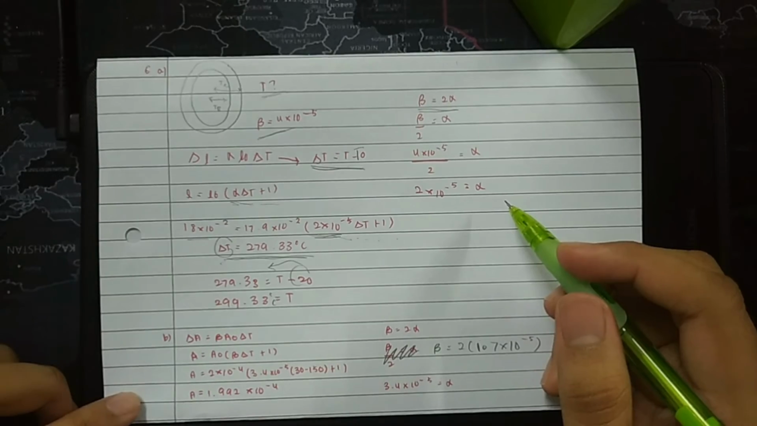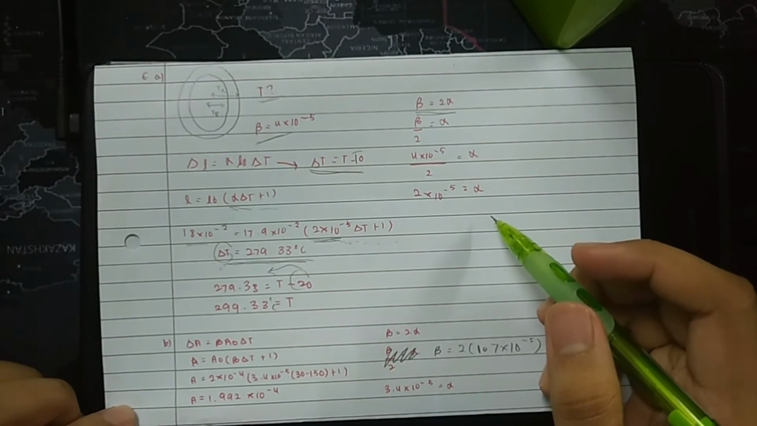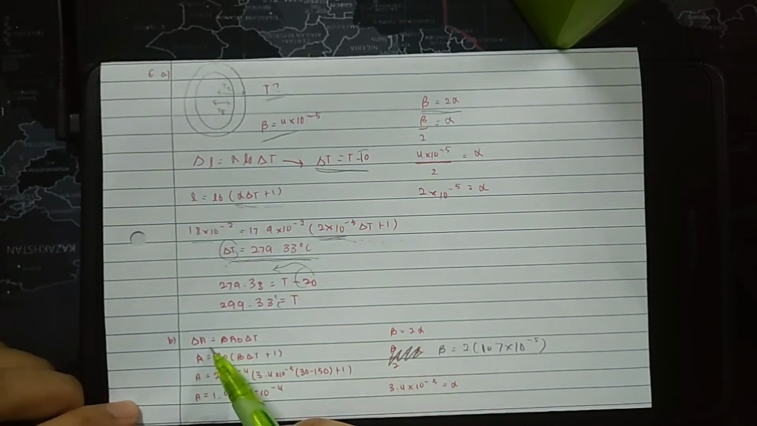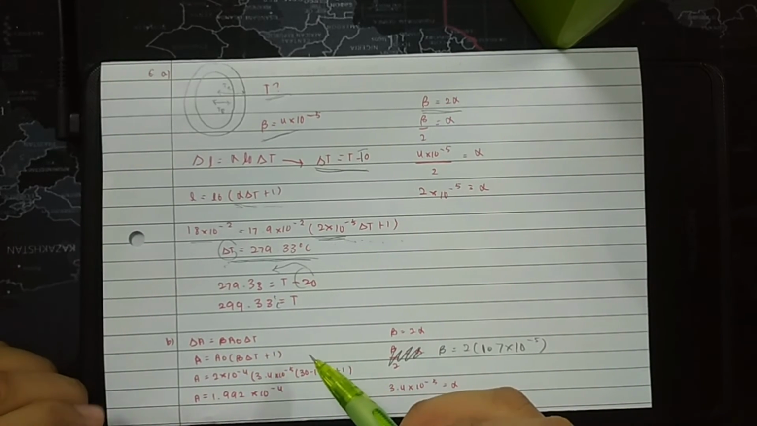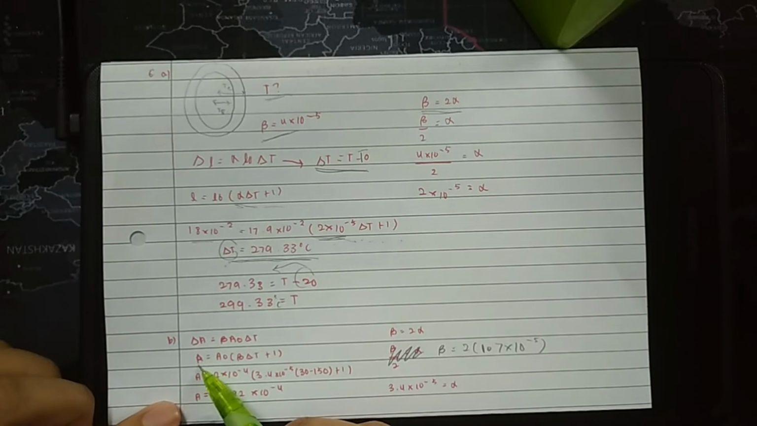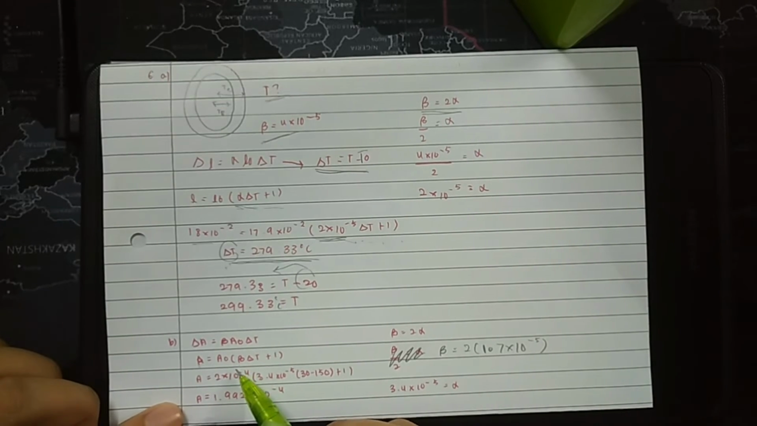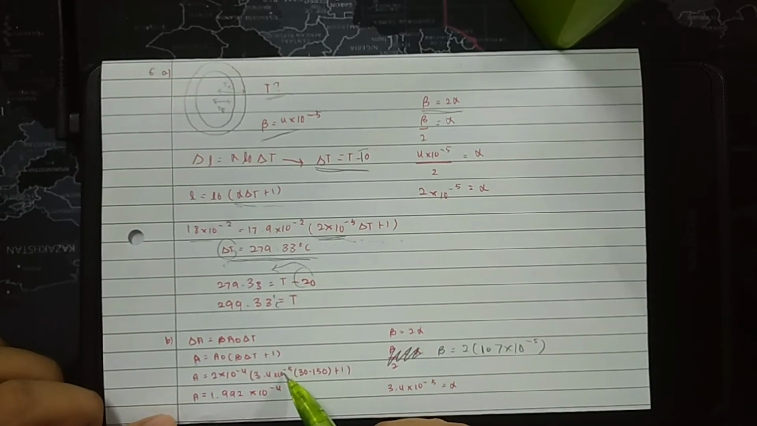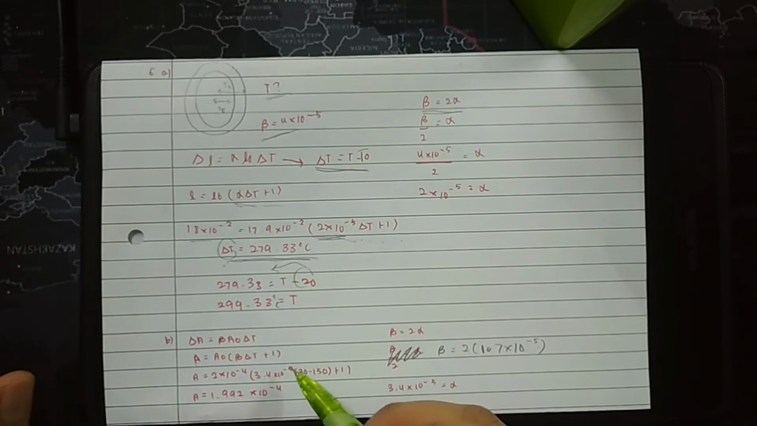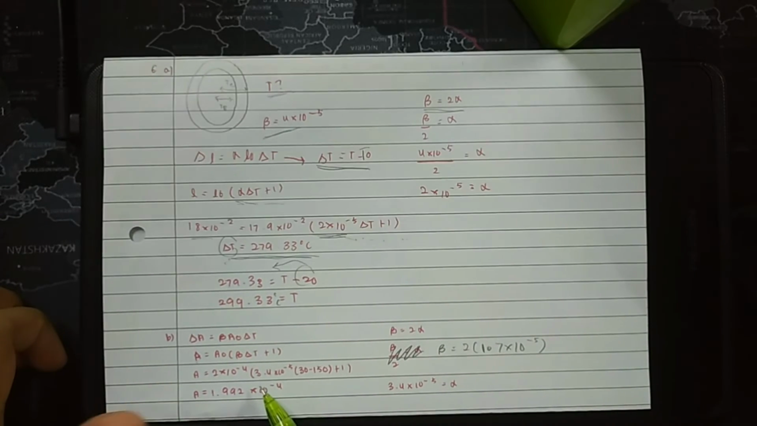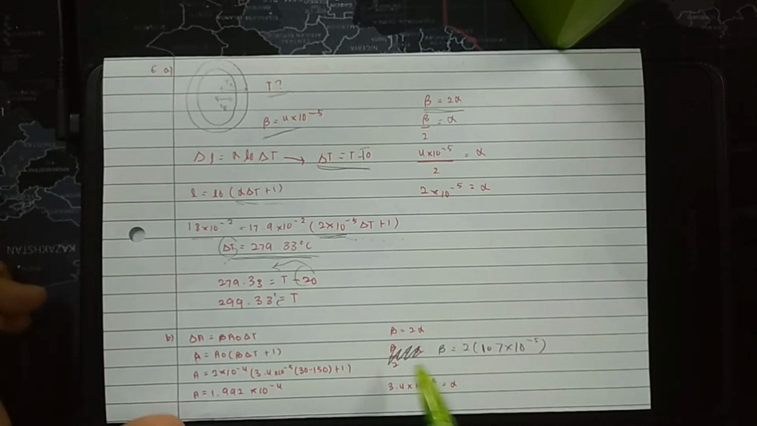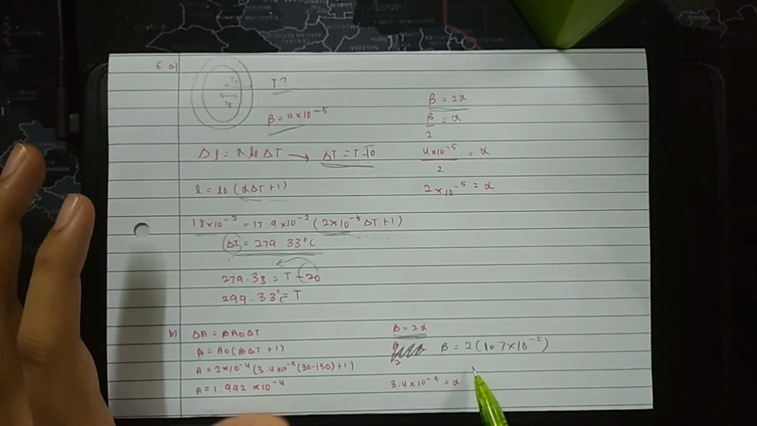Okey, untuk soalan 6B dia lebih kurang macam 6A. Kita guna formula delta A sama dengan beta A0 delta T. Lepas tu kita derive akan dapat new area sama dengan A0 dalam bracket beta delta T plus 1. Daripada soalan, kita boleh masukkan A0 sama dengan 2 darab 10 kuasa negatif 4. Tapi kita tak tahu beta sebab dia bagi alpha je.